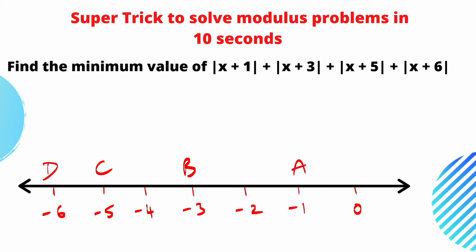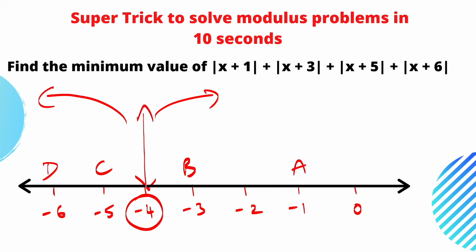What is the midpoint? Midpoint is, yes, minus 4, because we have to make sure that the number of persons on the right hand side is equal to the number of persons on the left hand side. B and A, there are 2 persons on the right hand side. C and D, there are 2 persons on the left hand side. Okay, so at minus 4 they all are meeting.